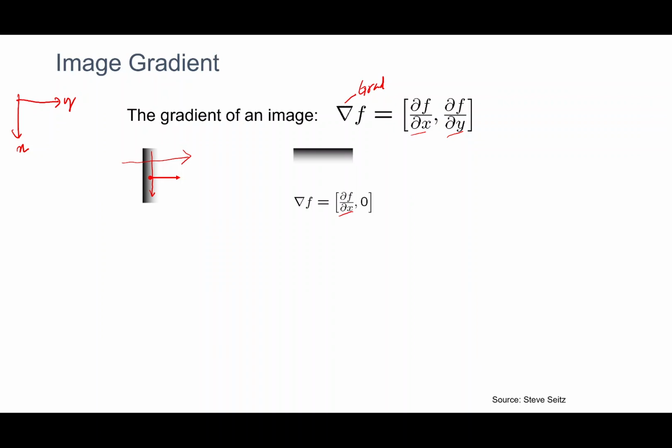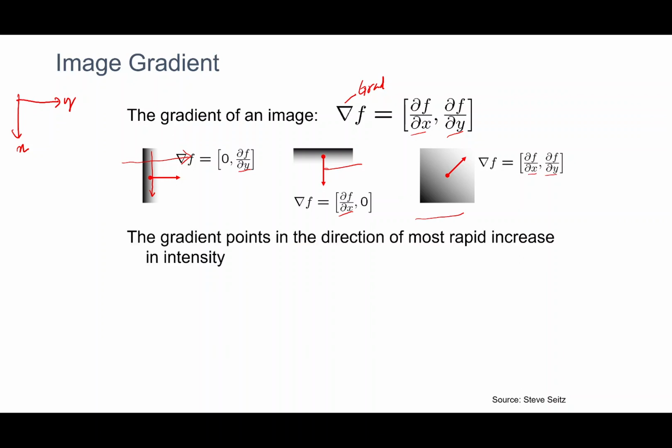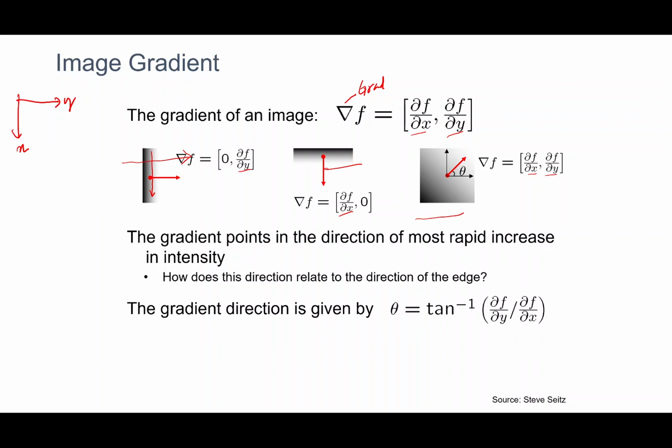So if you consider this kind of image patch, the non-zero one would be the partial derivative of f with respect to y. So we can consider a patch of this nature, where both these quantities are non-zero. The gradient points in the direction of the most rapid increase in intensity, which is an obvious thing, I guess. And how does this direction relate to the direction of the edge? It is actually perpendicular to the direction of the edge.